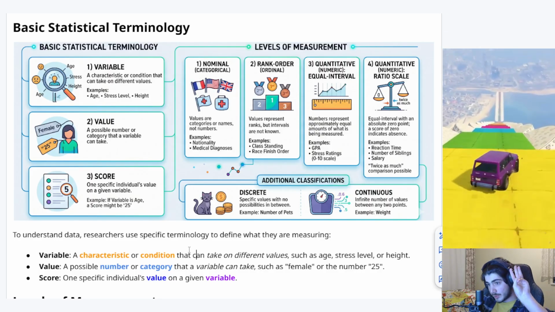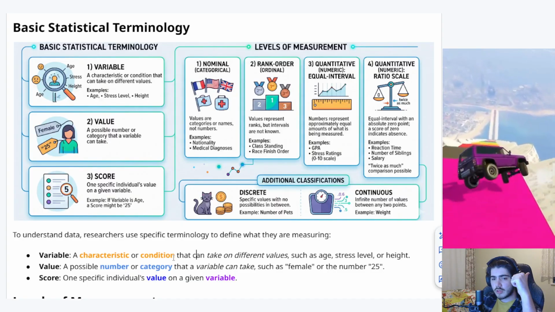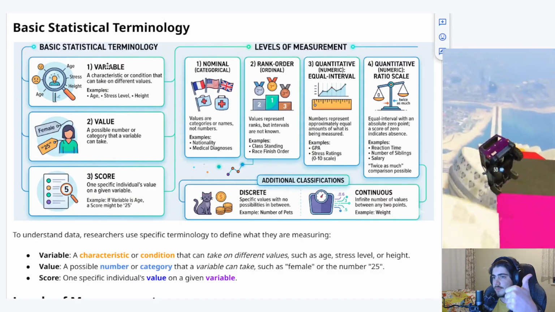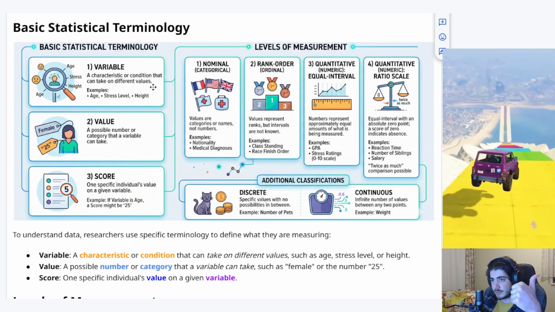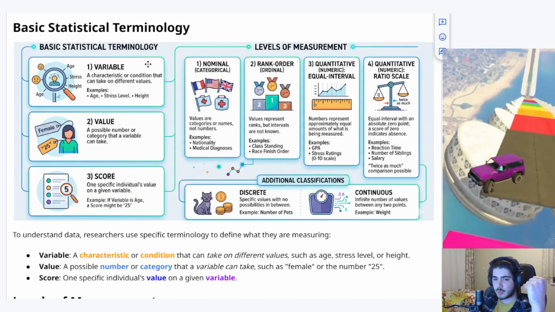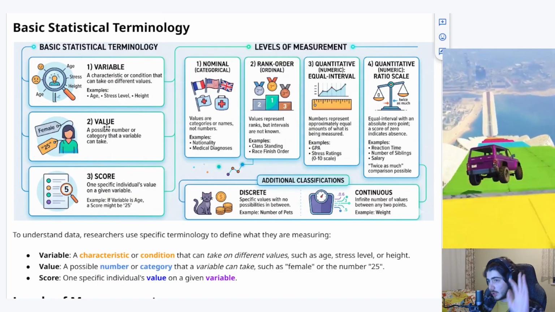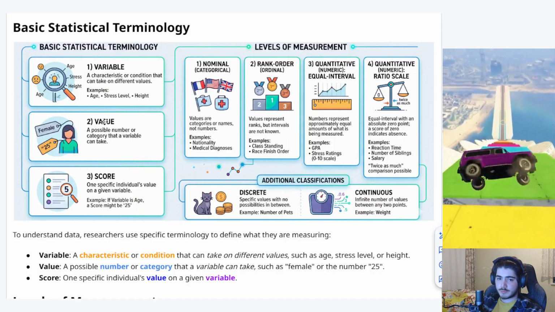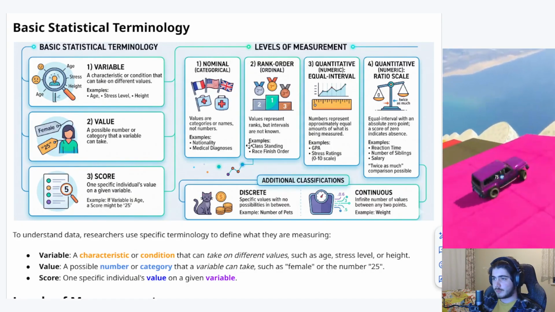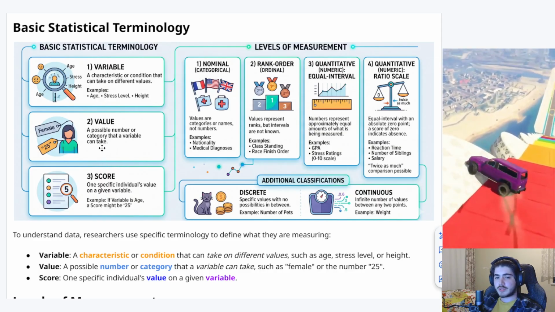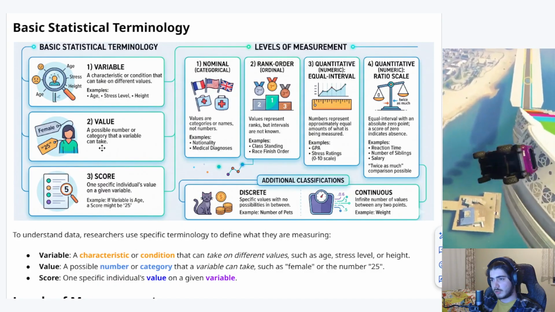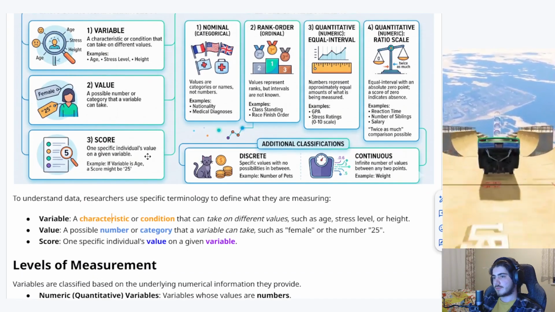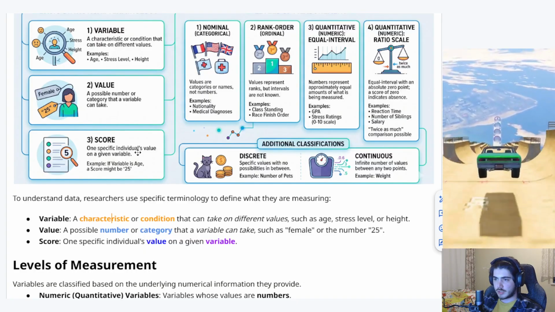Okay, we have three main terminology. The first one is variable, which just means anything that can take on different values. A value is a possible number or category that a variable can take. So the reason it says category is, for example, you have a nominal variable that would mean that your variable can be female or male, for example. And the score is the specific individual's value in a given variable.